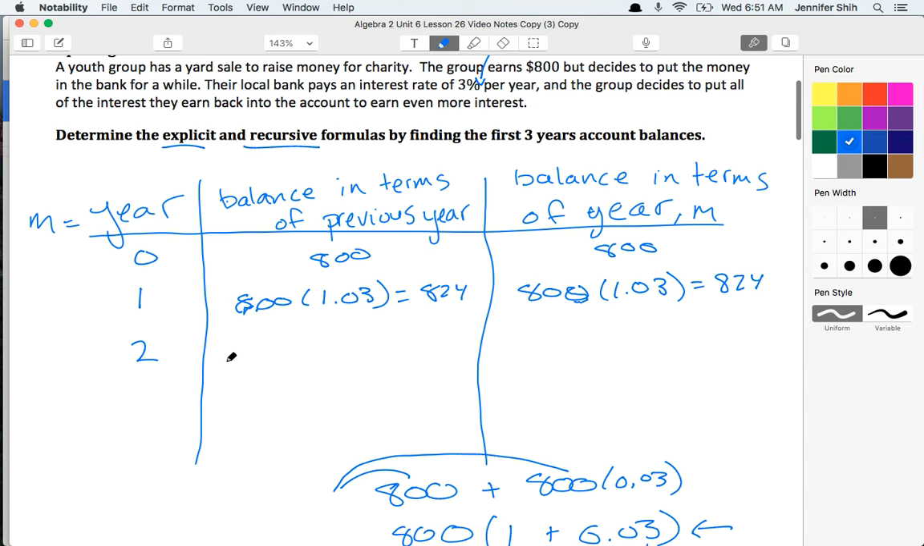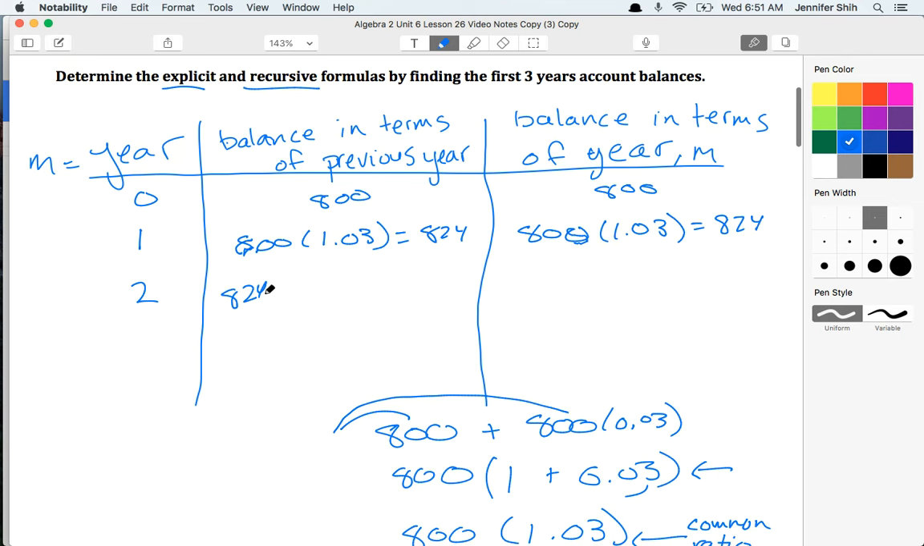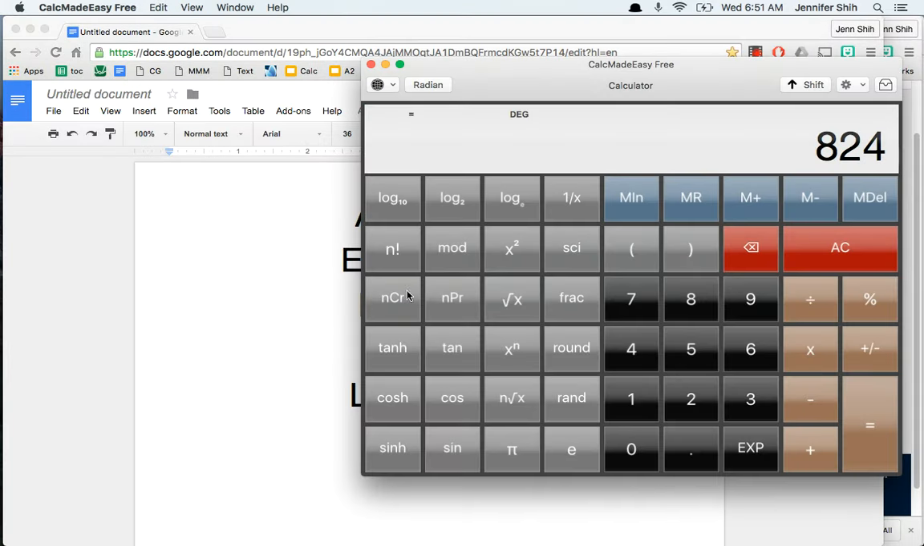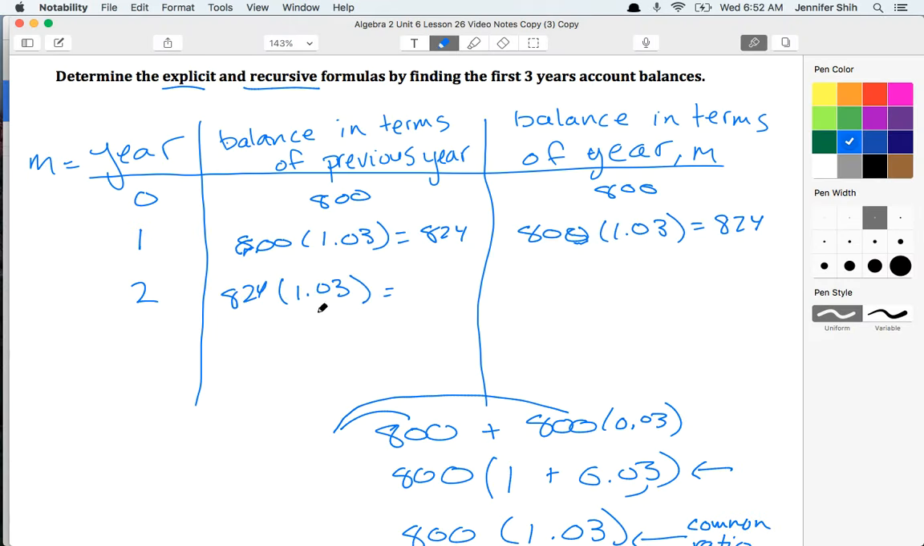In year 2, in this column, we're going to put the previous term, which means it's going to be our recursive formula: 824 times 1.03, which is 848.72. So for the second year, we're going to multiply by the interest rate 2 times.